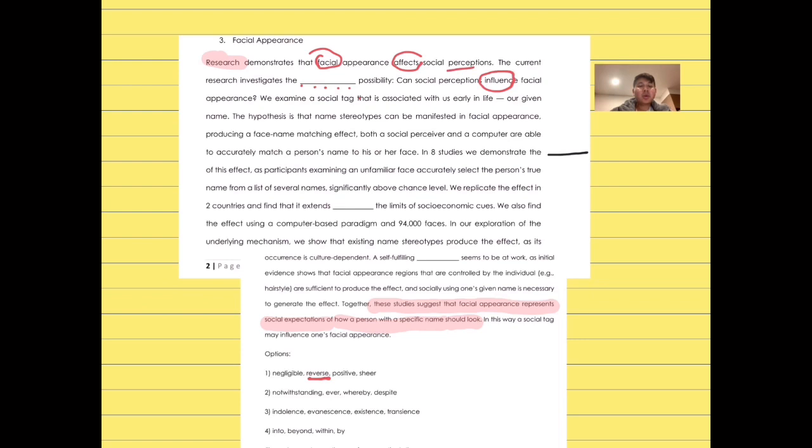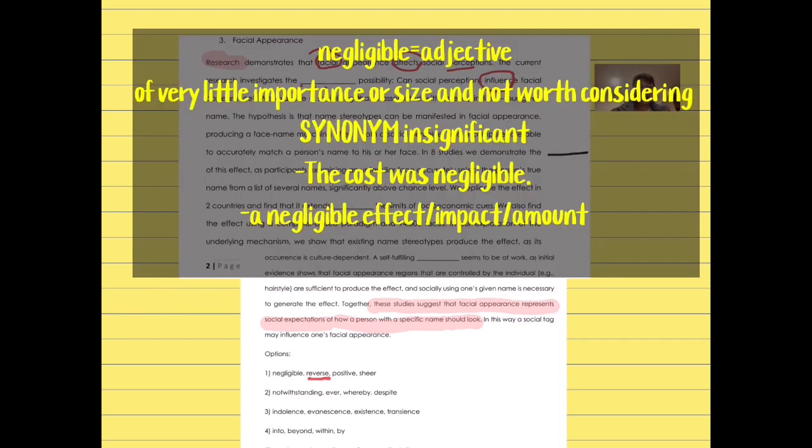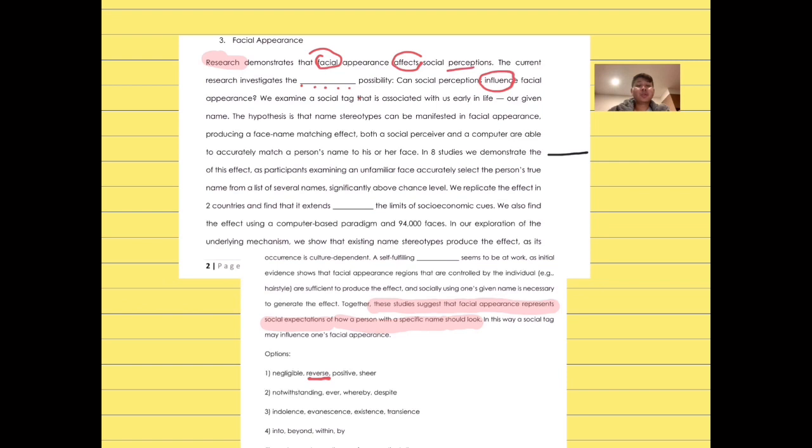Negligible is an adjective. It means of very little importance or size and not worth considering. The synonym is simply insignificant, or not important. For example, if I say the cost was negligible, or simply you can say the cost was not important. Think of the meaning of positive; the opposite is negative.